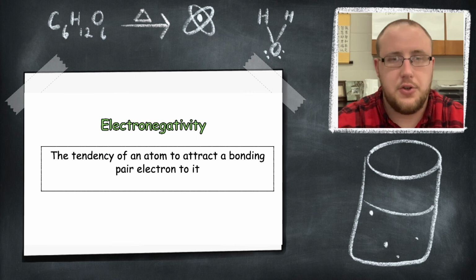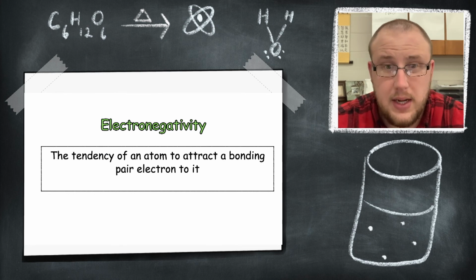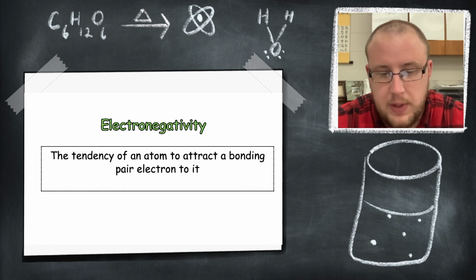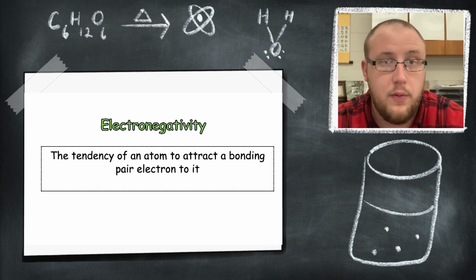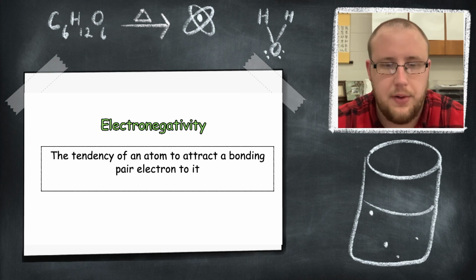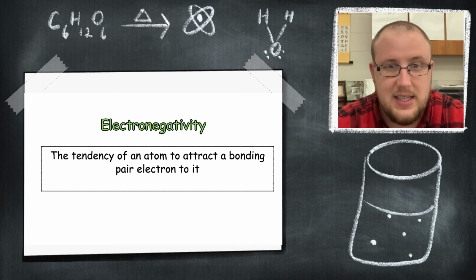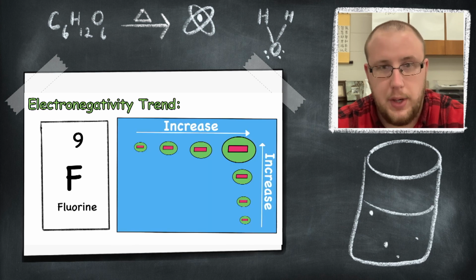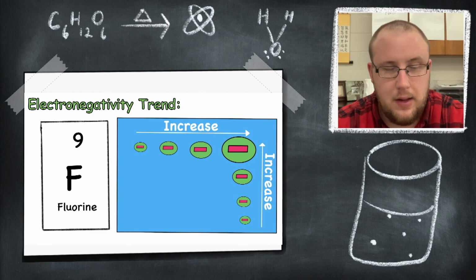Then we get to electronegativity. So electronegativity is the measurement of the tendency of an atom to attract a bonding pair of electrons to it, or the likelihood of one element to take an electron from another element. So I like to think of this as the easiest trend to remember. You just have to remember one element, fluorine. Okay, the closer we get to fluorine, the more electronegative it is. Fluorine is the most electronegative element on the periodic table.